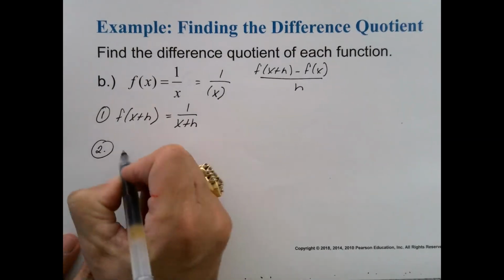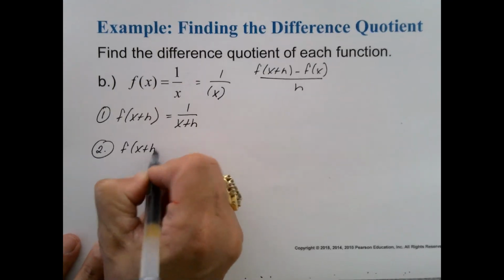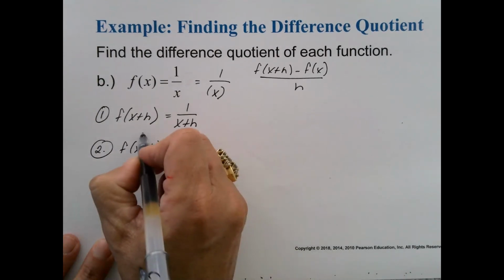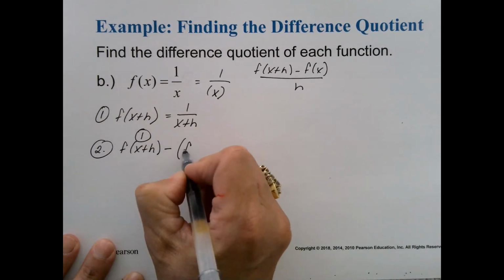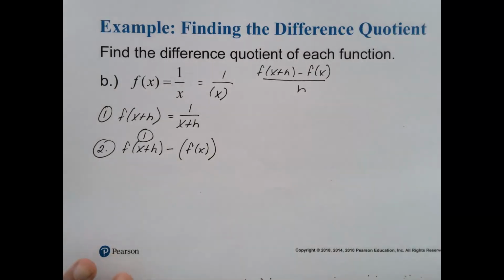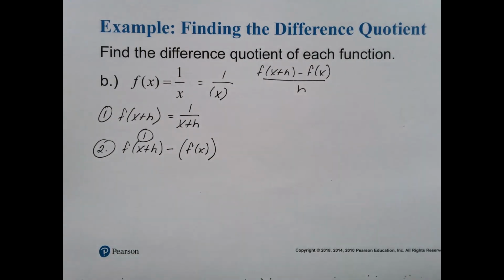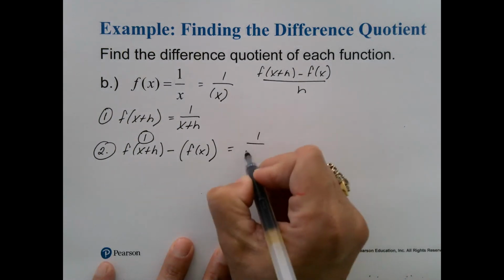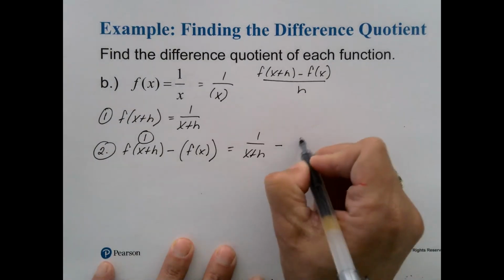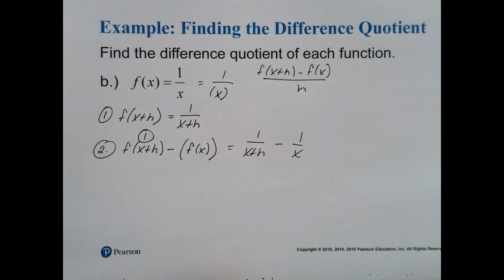Step number 2 is where you take f of x plus h, what you got in step number 1, and subtract from it f of x. Step number 1 gave me 1 over x plus h, and I'm going to subtract the original, which is just 1 over x. This one seems easier so far.